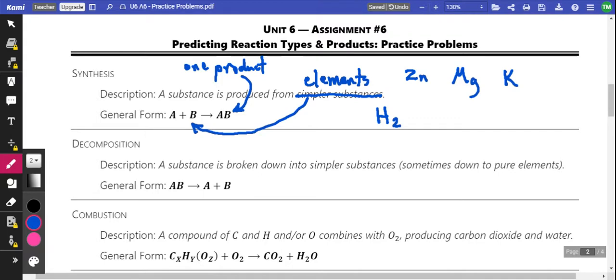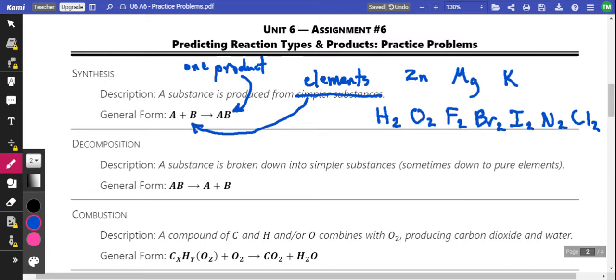The other elements that do this are oxygen, to make O2, fluorine to make F2, bromine to make Br2, iodine to make I2, nitrogen to make N2, and chlorine to make Cl2. Okay, so these 7 elements will pair up with themselves. We call these diatomic elements. They would rather be diatomic and be H2 or O2 rather than just H or O.